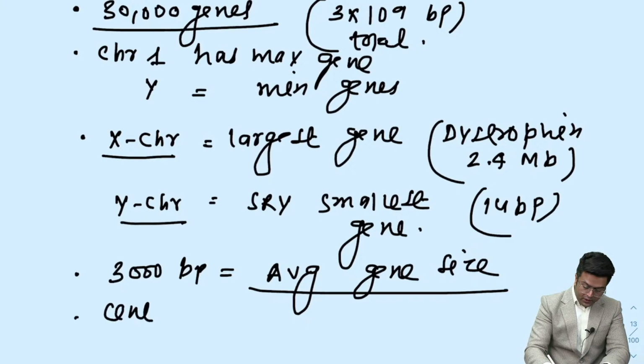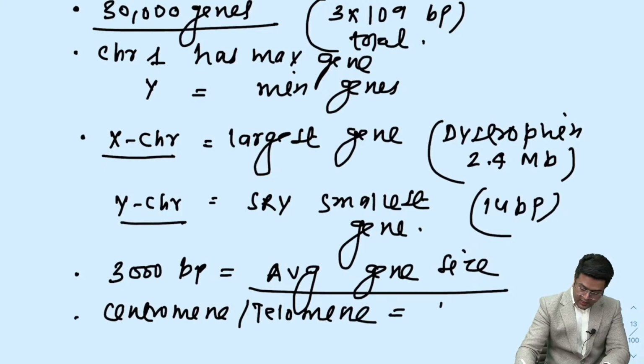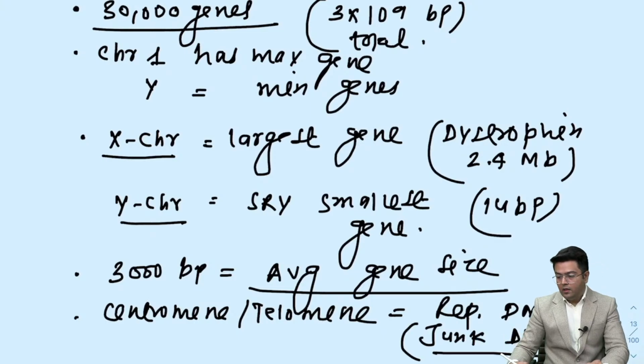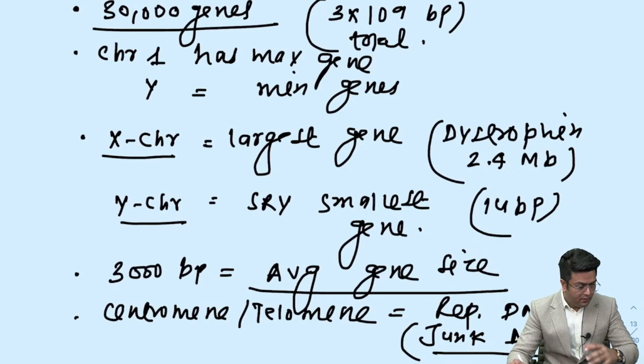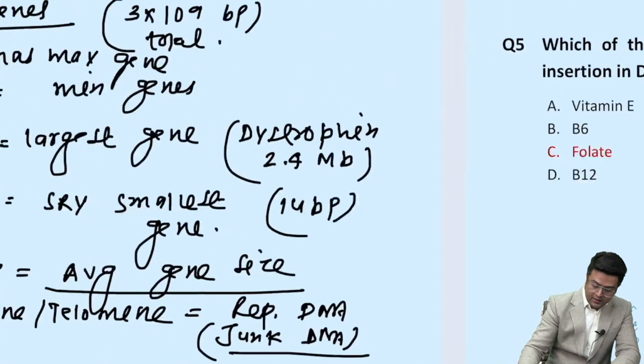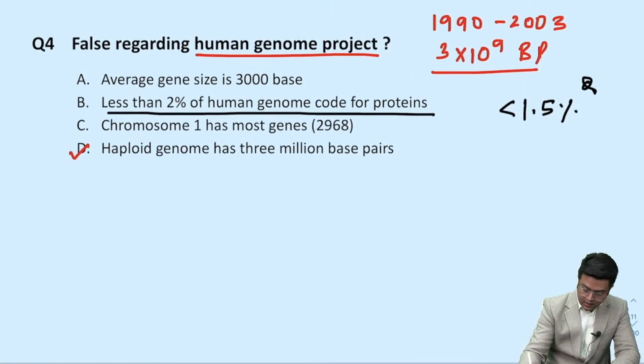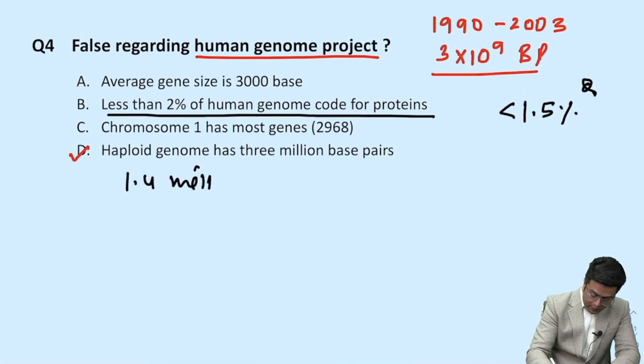And the centromere, right, and the telomere. So guys, they have repetitive DNA, that is also called junk DNA. Junk DNA, so that is also an important point. And guys, last point, that is 1.4 million single nucleotide polymorphisms are also present, that I can add here.